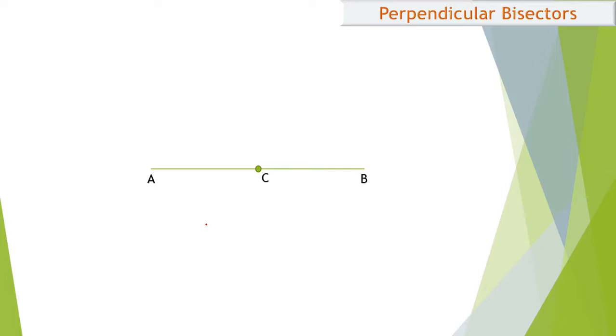Perpendicular bisectors. C is the midpoint of this line segment. Point C has equal distance from A and B. If we draw a line crossing this point, it is perpendicular, making 90 degrees with AB. All points on this line are equidistant from A and B.